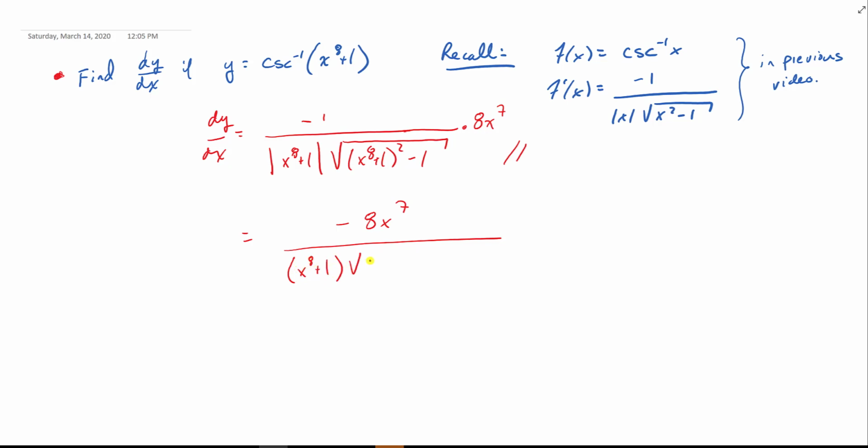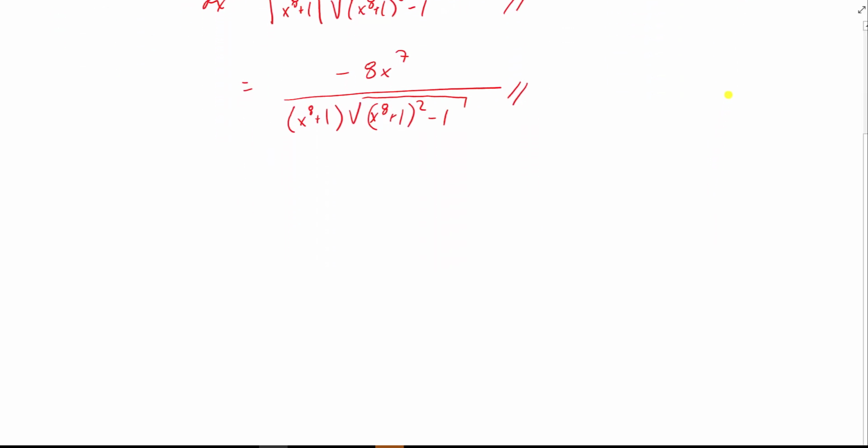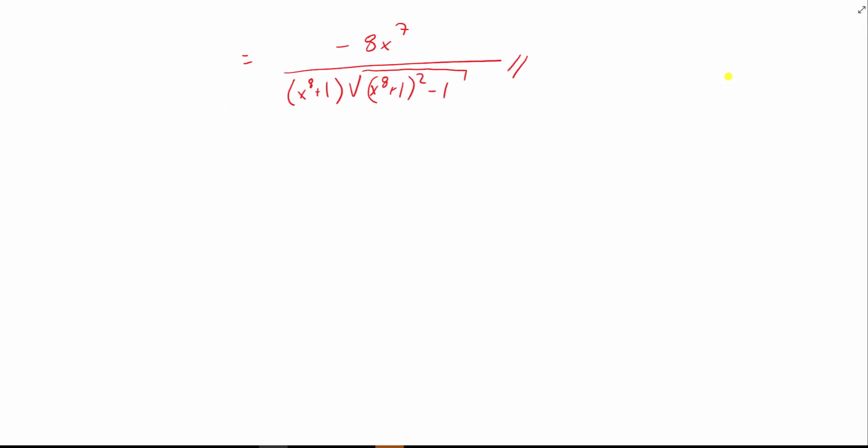And then we'd have times the square root of, and I'd like to leave the answer here for just a moment and say I am fairly certain that MyMathLab will accept this as an answer. So there's no need to simplify this further. But the student's question was, how do I get this into the form that MyMathLab says the answer is? So let's keep working with that. We get -8x to the 7th all over, parentheses, x to the 8th plus 1.